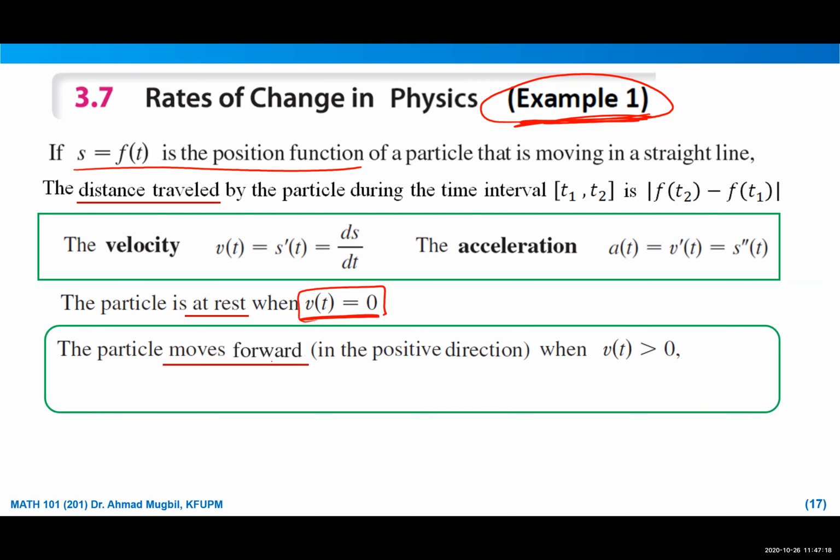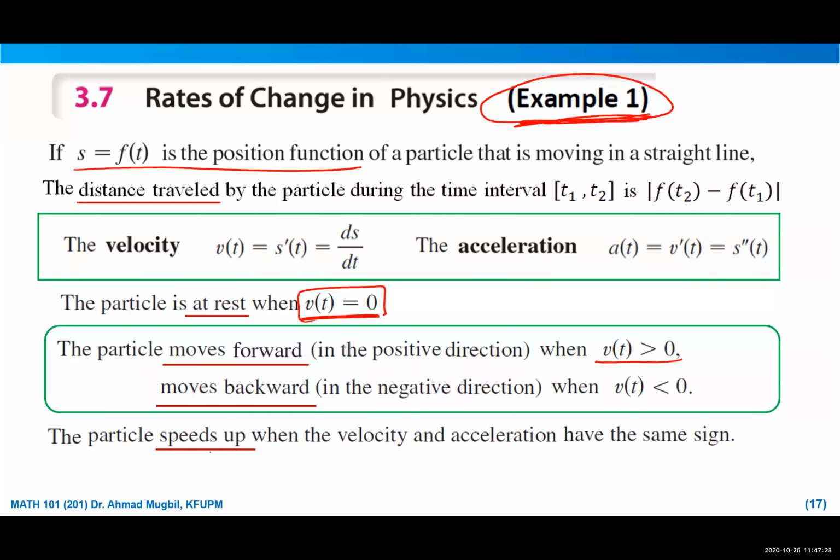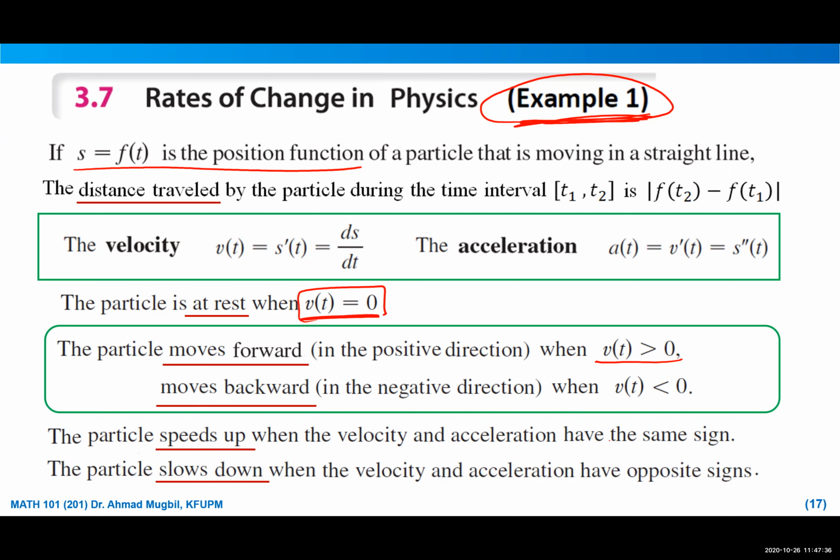The particle moves forward in the positive direction if the velocity is positive, and it moves backward in the negative direction if the velocity is negative. And finally, the particle speeds up when the velocity and the acceleration have the same sign, when they are both positive or both negative. And the particle slows down when the velocity and the acceleration have opposite signs, which means one of them is positive and one of them is negative.